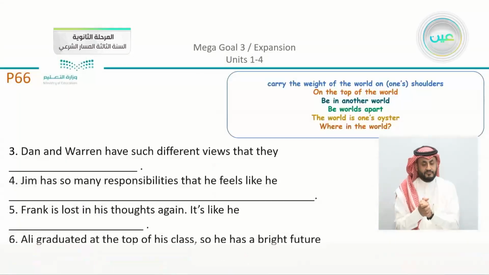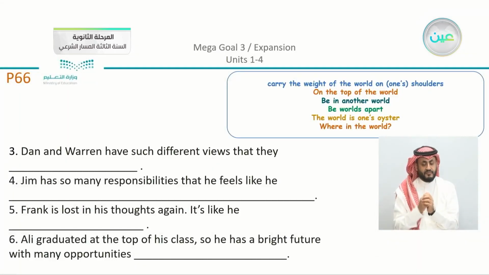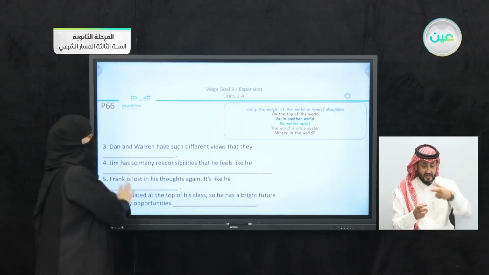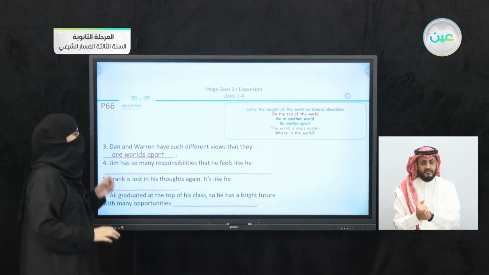We have number 3. Dan and Warren have such different views that the keyword is going to be different. So we have here that they are worlds apart.